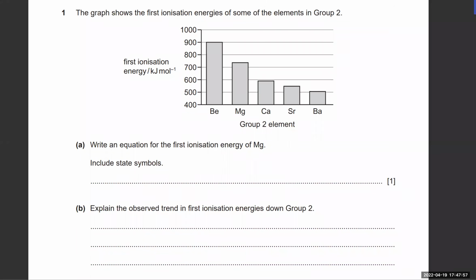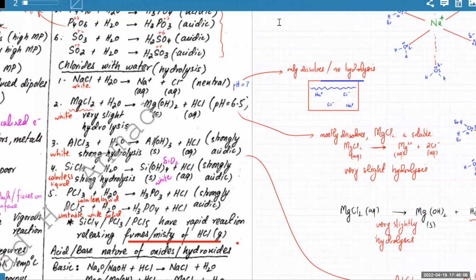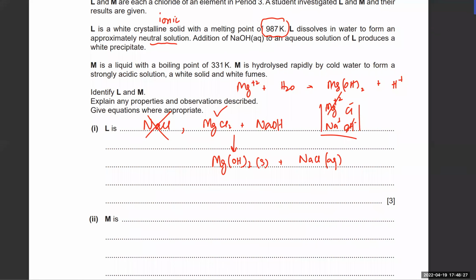So anyways, where's the question? Where's the paper? So M, what is M? M is a liquid, which clearly indicates it's a covalent molecule. So first thing, which one is a liquid? There's one that is a liquid, and that's SiCl4. It's a colorless liquid. AlCl3 is a white solid. PCl3 is also a colorless liquid, so that's also a possibility. PCl5 is an unstable white solid. So you've got two options: SiCl4 and PCl3.